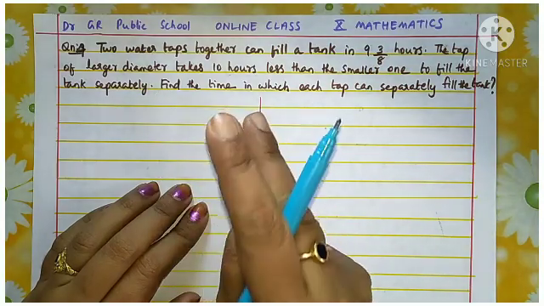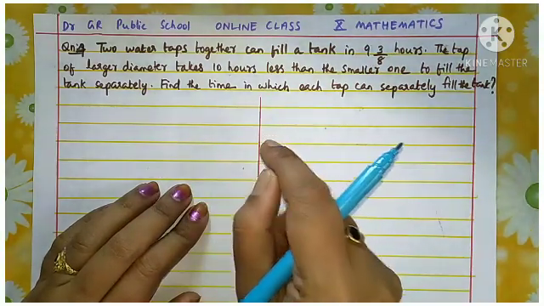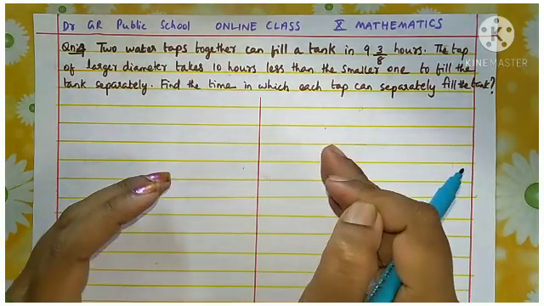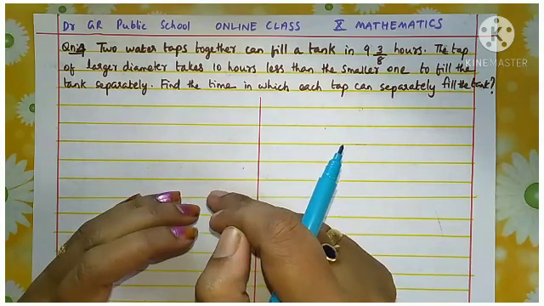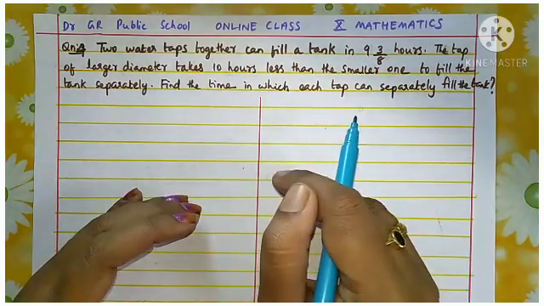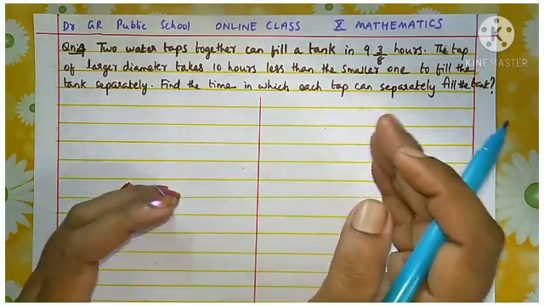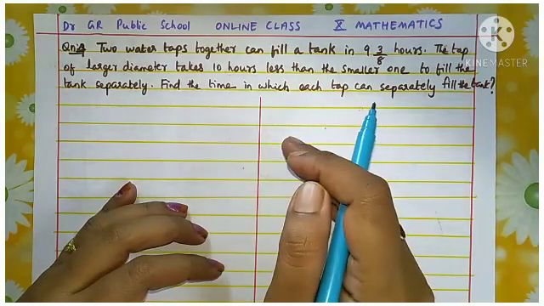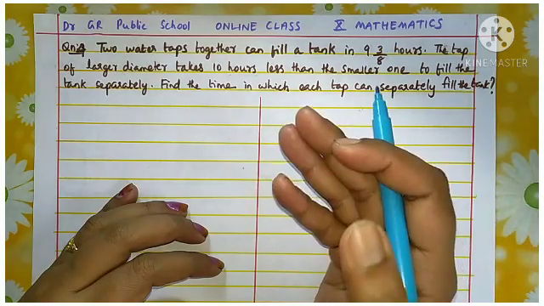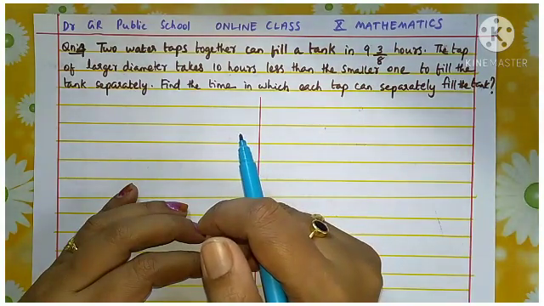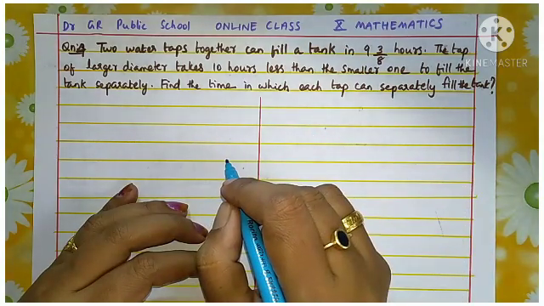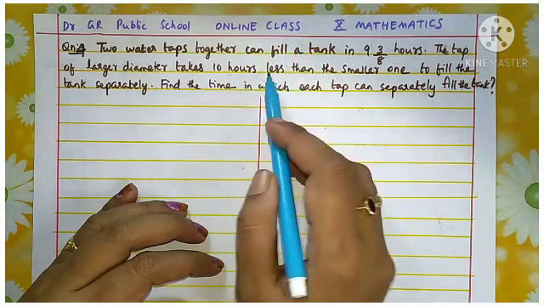So here there are actually two situations. The first situation is the two taps are filling the tank together. So when they are filling the tank together, they both take time totally 9 3/8 hours to fill the tank completely. Now if they are allowed to fill the tank separately, then the larger pipe will fill the tank fast, no? So it takes 10 hours less than the smaller pipe. That is the meaning. Okay, so those are the two different situations.